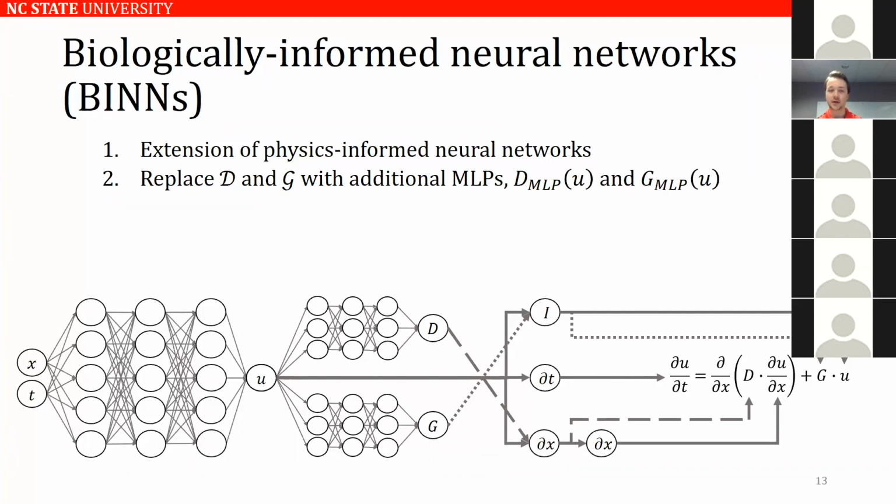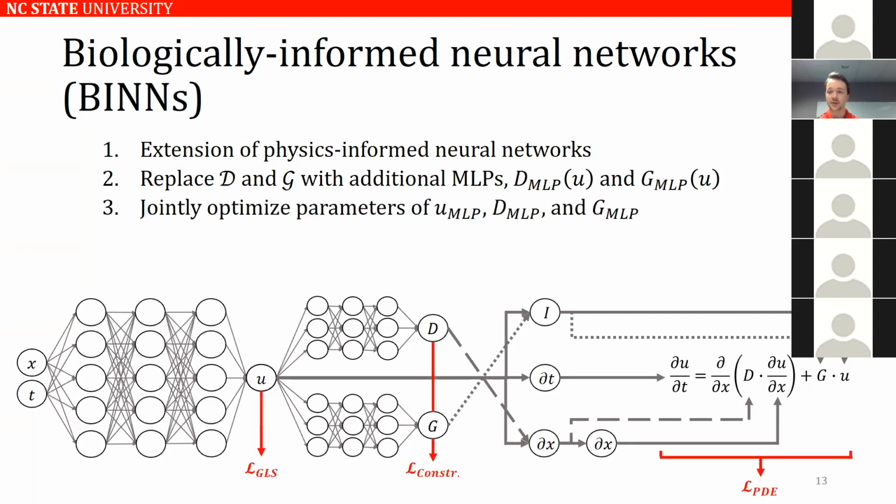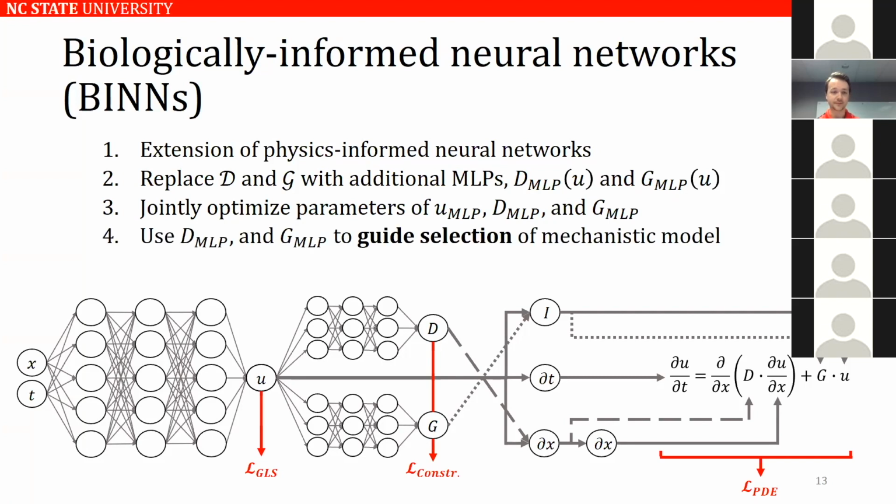And both of these are functions of the cell density U, which is also being approximated by the surrogate model U MLP. And using the same joint optimization procedure, you can optimize both the neural network for U against the noisy data measurements that you have, as well as learning what D and G should be by satisfying the left-hand and right-hand sides of the PDE. And additionally, there's an additional loss term here in the middle, L constraint, which I'll talk about, but this accounts for any domain expertise or physical or biological knowledge that a modeler can include in this optimization process.